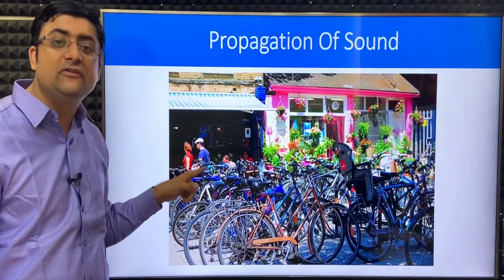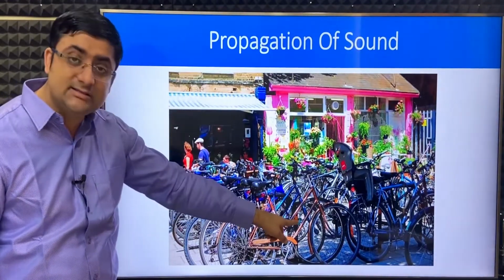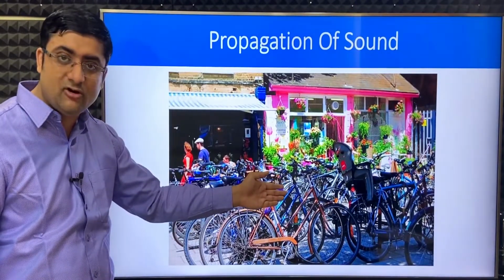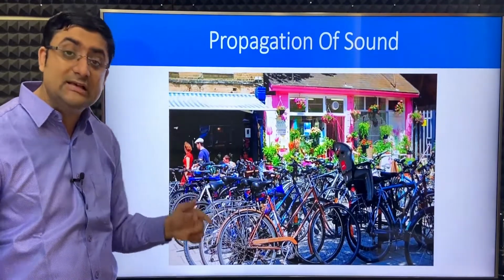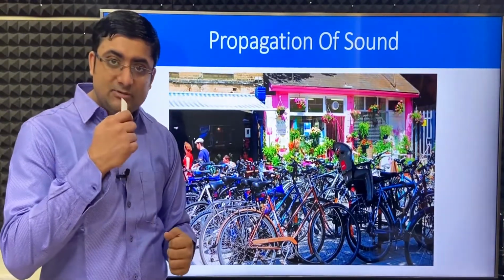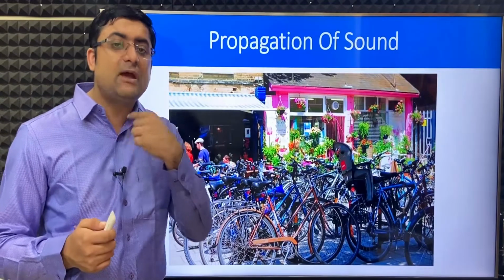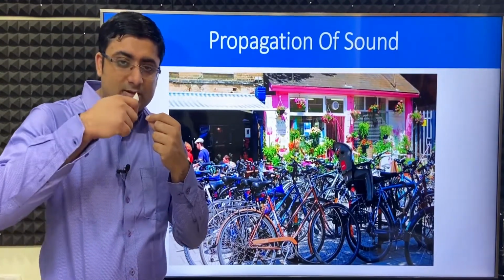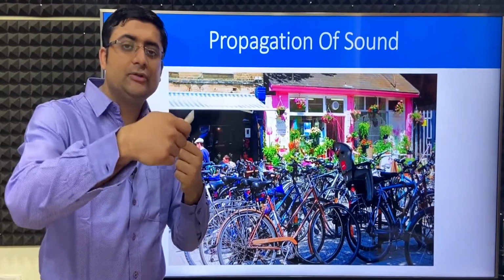Even the last cycle over here will fall. So I kicked this cycle, but the effect was on the last cycle. Why? Because the vibration of my kick is traveling from here to there. Similarly, sound travels. So when I'm speaking, what is happening is my vocal cords are vibrating the air. Now these molecules close to my mouth start vibrating. They pass on the vibration to the next, and so on.